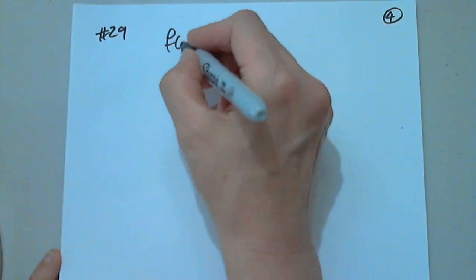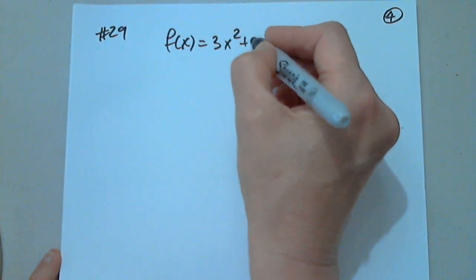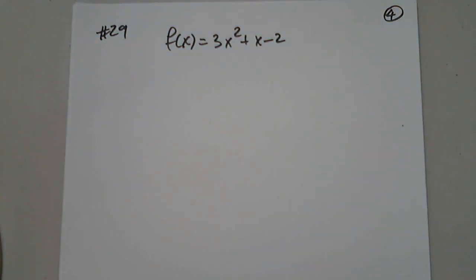Let's do number 29. So let's start with number 29. Perfect. 29, they have f of x equals 3x squared plus x minus 2.